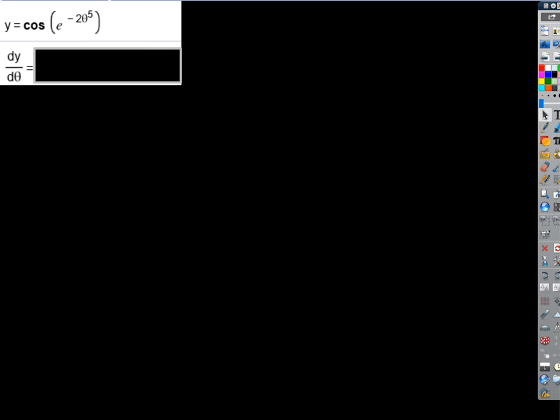All right, what do we got here then? So how many layers do we have on this thing? What's the outside layer? Cosine, right? So let's write this down. Okay, so first layer then, if we're going to calculate y prime.